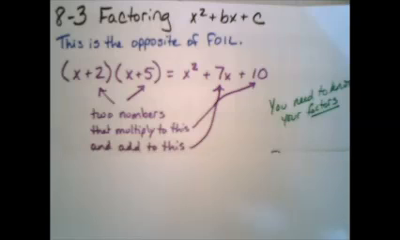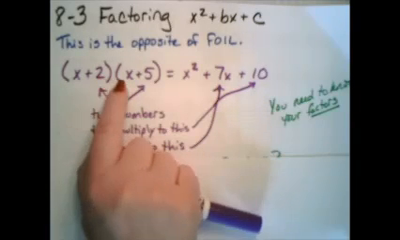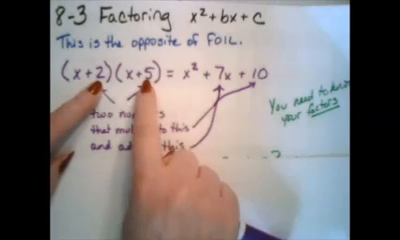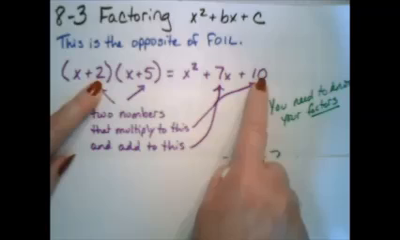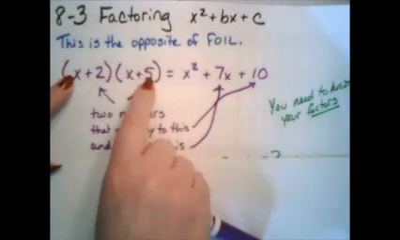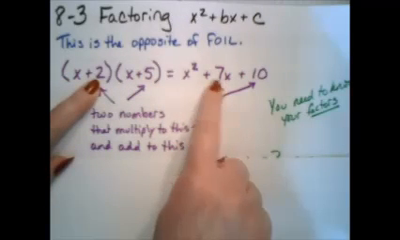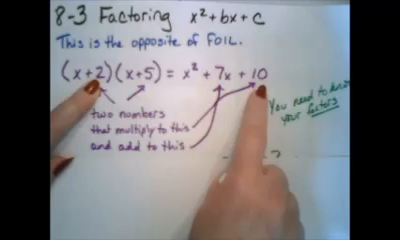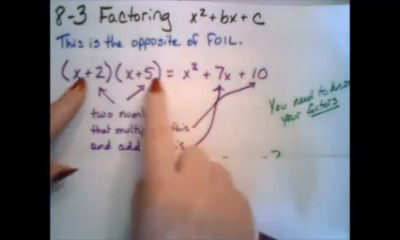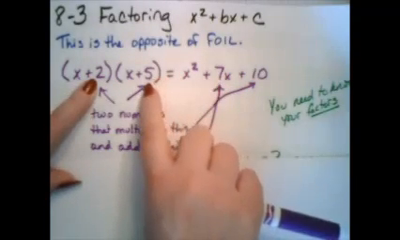So we have 2 terms times 2 terms, and these 2 numbers multiply to get this, and they add together to get this. 5x plus 2x equals 7x. What we need to recognize is how to do this backwards: I'm looking for 2 numbers that multiply together to make 10, but that add together to make 7.